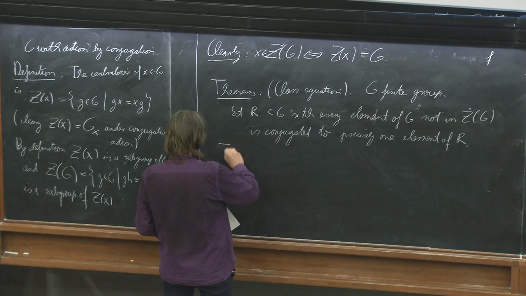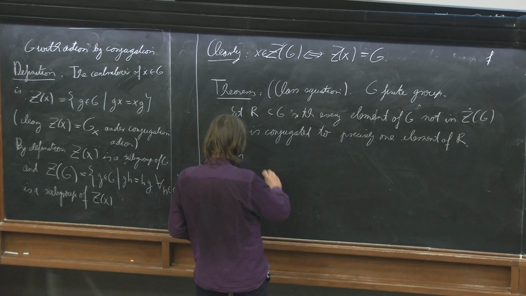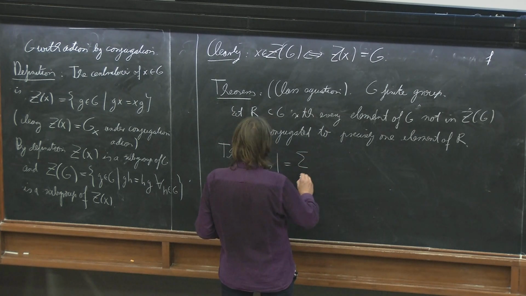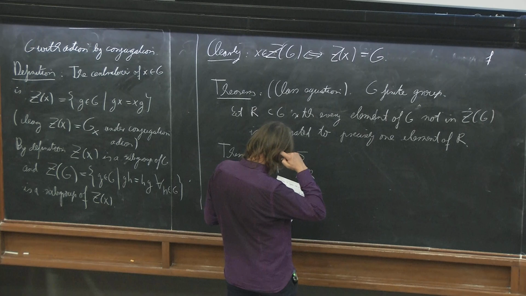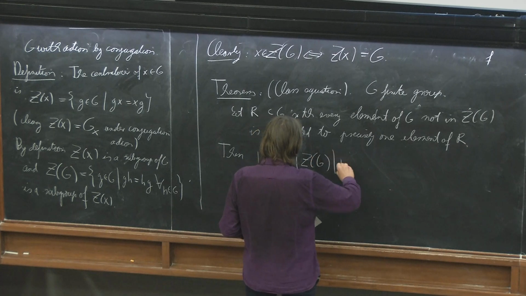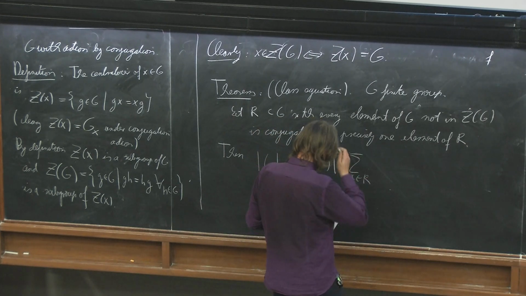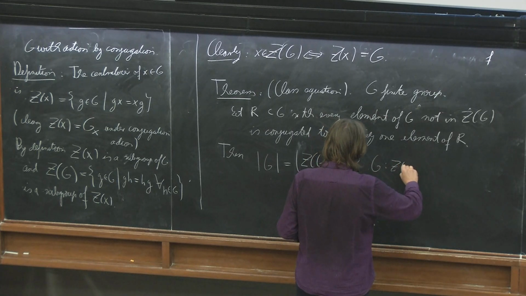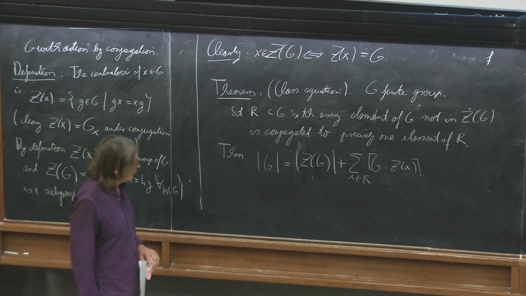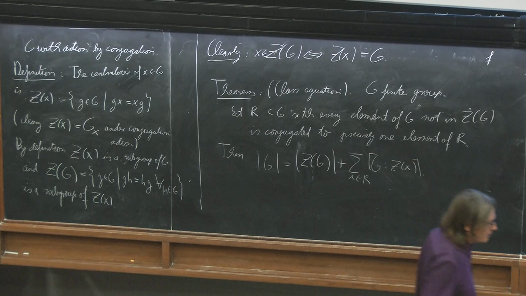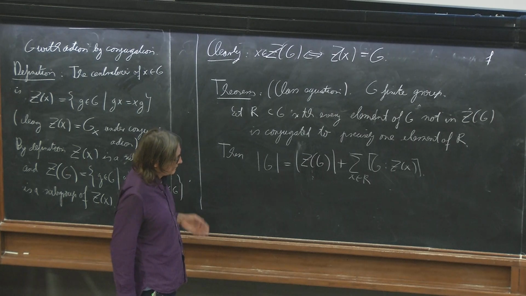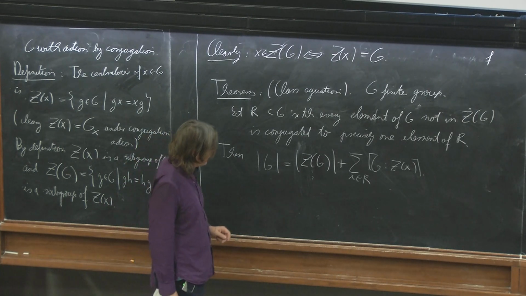And so then we have this very unsurprising fact that the number of elements in G is equal to the number of elements in the center plus the sum over all x in R of the index of the centralizer of x in G. So this, if you think of it, is also very easy or basically obvious. It's just a reformulation of the above.